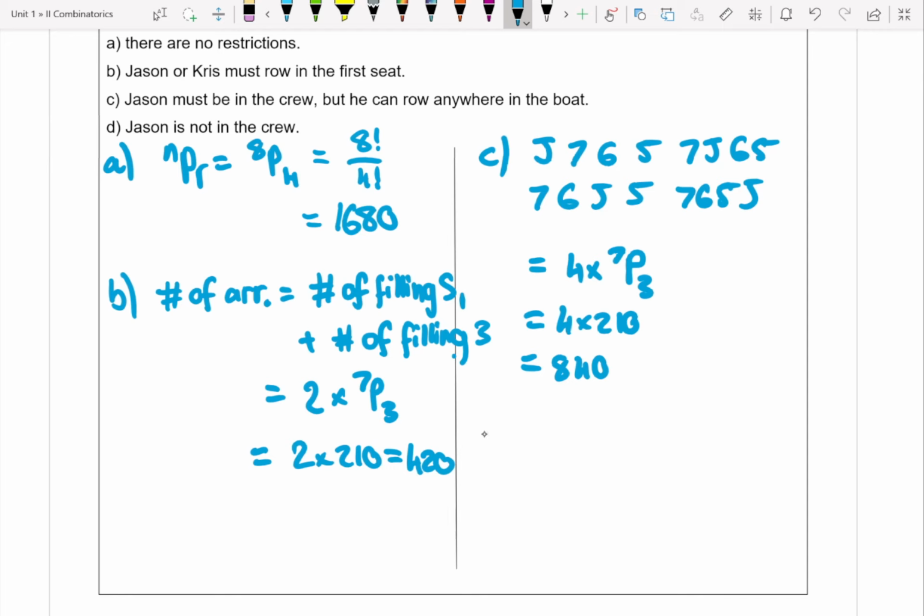Okay, and then lastly, part D, Jason is not in the crew. So all we're doing there is choosing out of 1 fewer people. So instead of being 8P4, it's 7P4, which is equal to 840. So there are 840 ways of arranging the crew when Jason is not included.